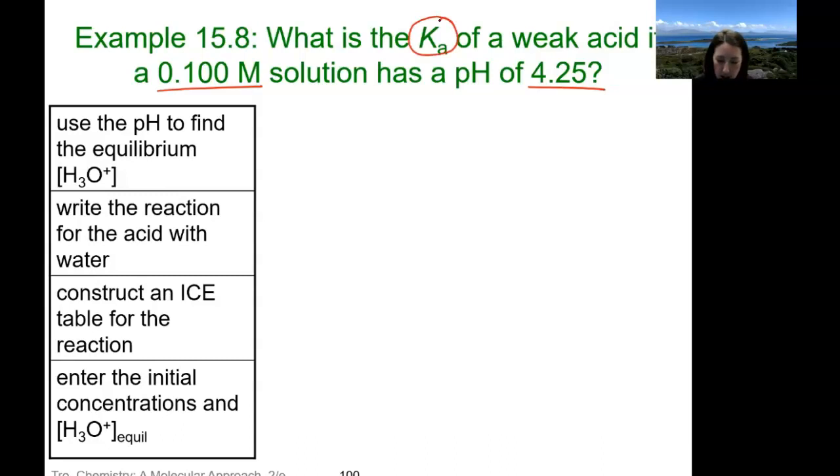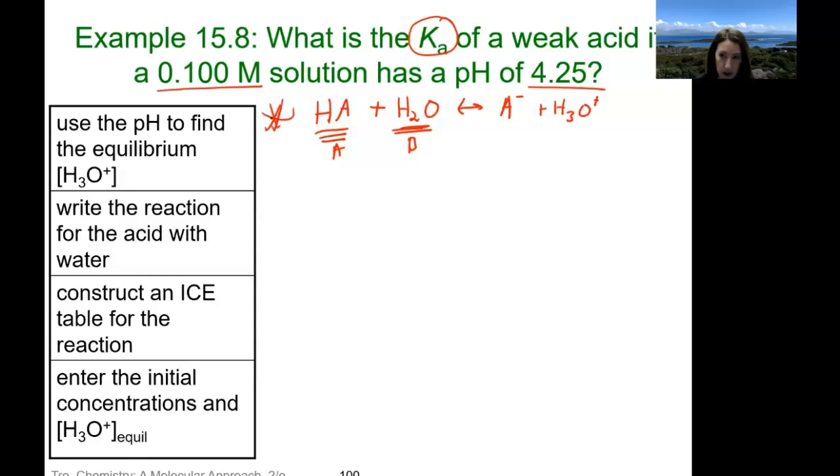So if we want to find K, first of all, we don't even know what this acid is. It's just a weak acid. So I'm going to write the kind of generic acid. So HA means acid. We're going to put the acid in water. Acids lose hydrogens. Bases gain hydrogens.